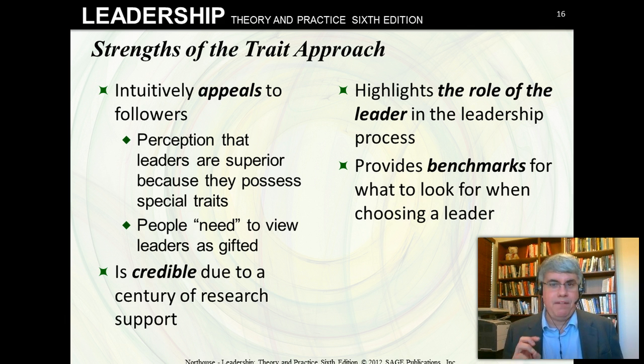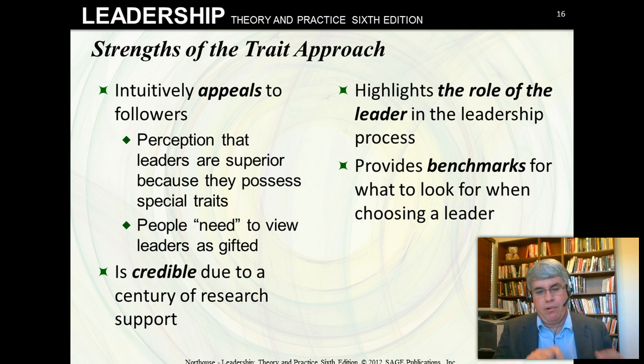But if you have confidence in your boss, and if you think your boss knows what he or she is doing, then you're going to be a lot happier in your job. So we're motivated to want to see positive traits in our bosses. And this is associated with what's known as the romance of leadership, which we'll come back to in a little bit. And so people have this need to view leaders as gifted, and so they like looking for traits in their leaders.